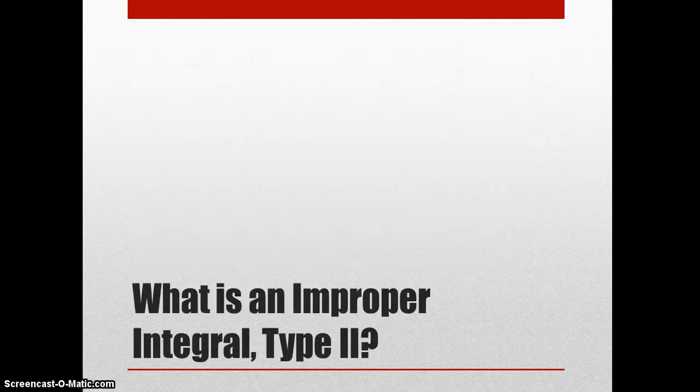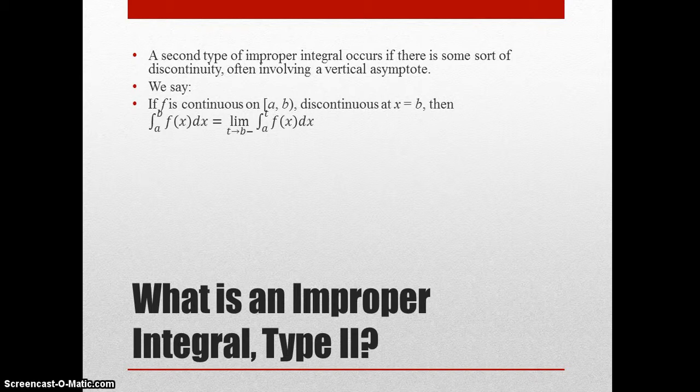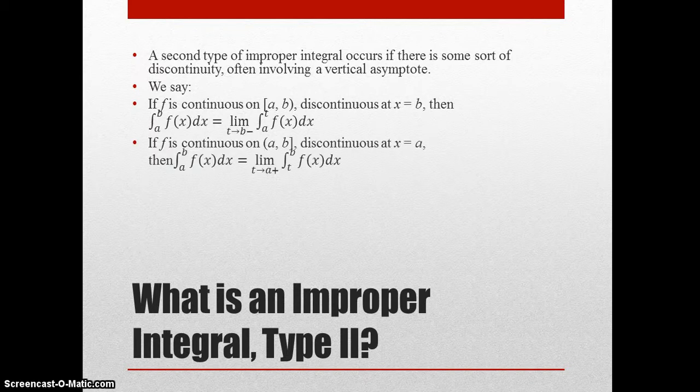What is an improper integral of type 2? A second type of improper integral occurs if there is some sort of discontinuity, often involving a vertical asymptote. So we say, if f is continuous on [a, b) but discontinuous at x equals b, then the integral from a to b of f(x) dx is the limit as t goes to b from the left of the integral from a to t of f(x) dx. Similarly, if we're discontinuous at x equals a, then the limit as t goes to a from the right of the integral from t to b of f(x) dx is our definition for this particular limit.